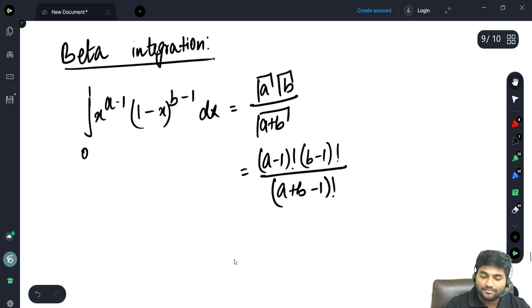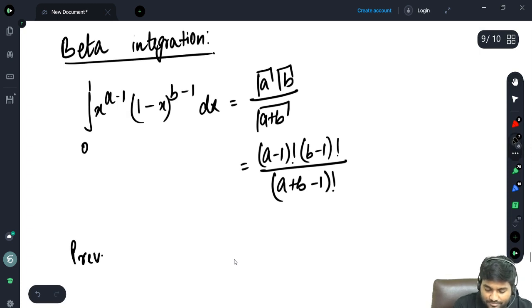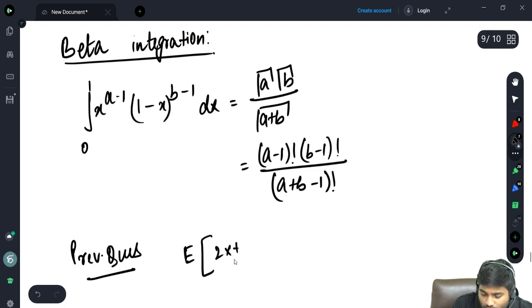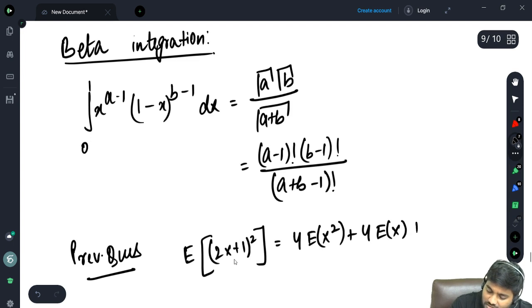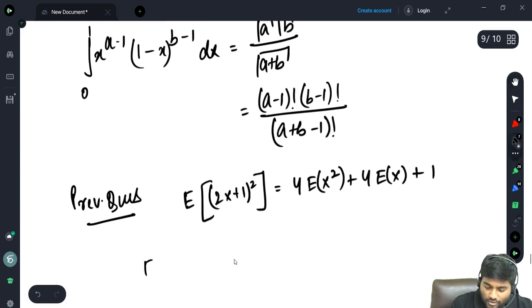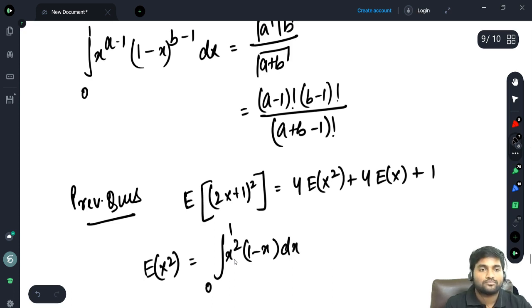So in the previous question, if we are asked to calculate the expectation of (2x plus 1) whole square, so this will be 4 times the expectation of x square plus 4 times the expectation of x plus 1. Yes or no? So now we need to calculate the expectation of x square. So the expectation of x square is equal to integration 0 to 1, x square, 2(1 minus x) dx, yes or no? Okay, so now compare, into 2, yes, very good.